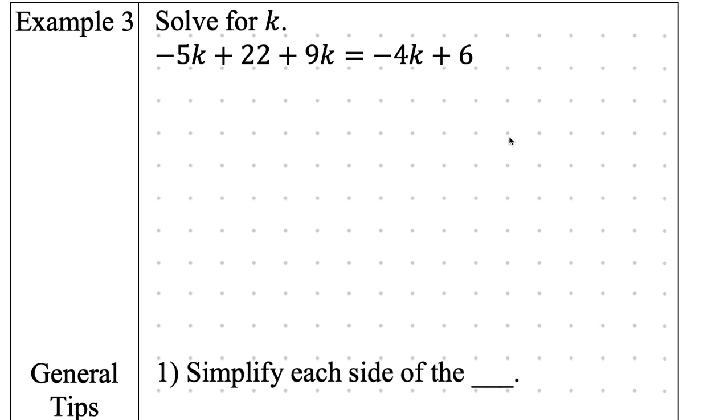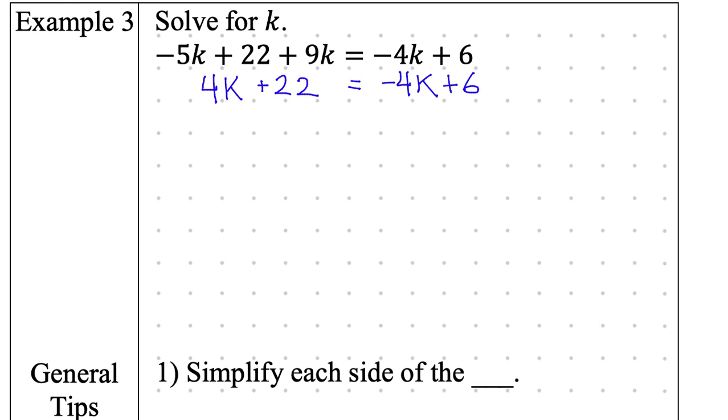All right, first step, I'm going to do what? Eamon. You were going to simplify the negative 5k and the 9k to get 4k. All right, so 4k. Read the rest of the equation for us, please. 4k plus 22 equals negative 4k plus 6. Thank you, Eamon. It's going to be 50 XP for Eamon. Next step is to do what?